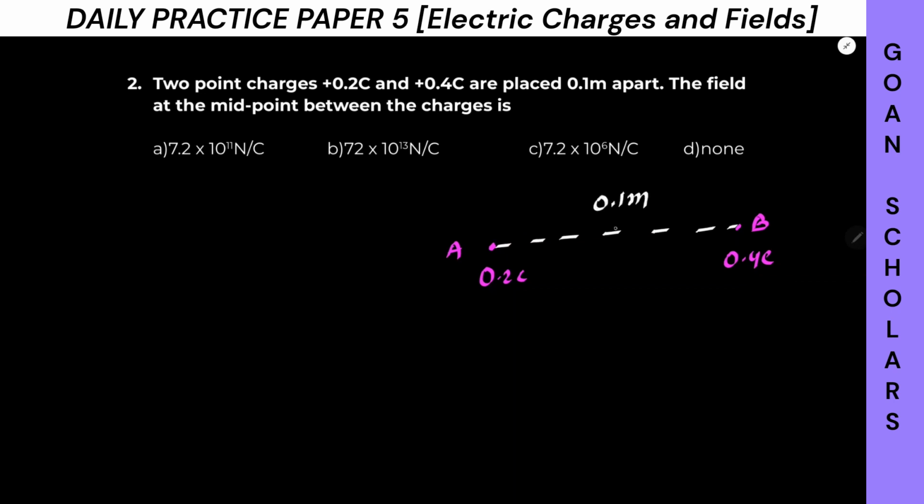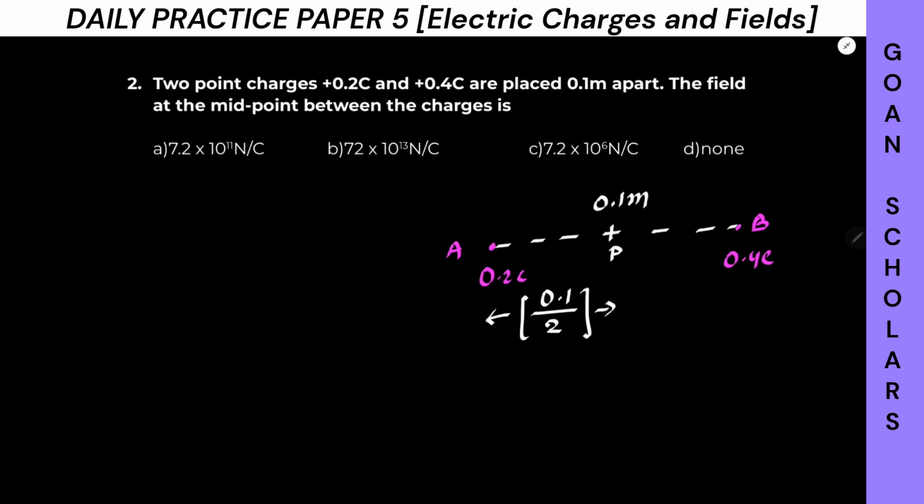Now they are saying the field at the midpoint. What will be the midpoint? P. So what is the gap between P and A? 0.1 divided by 2. I'm just roughly writing here 0.1 divided by 2. This is the gap between AP and the same gap between PB, because it's a midpoint, right?